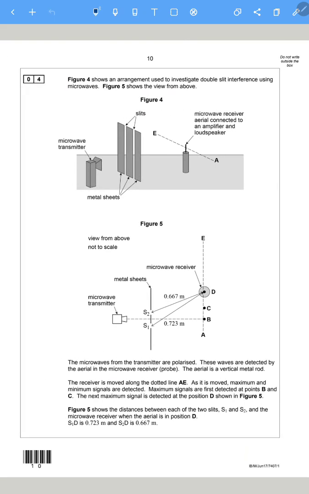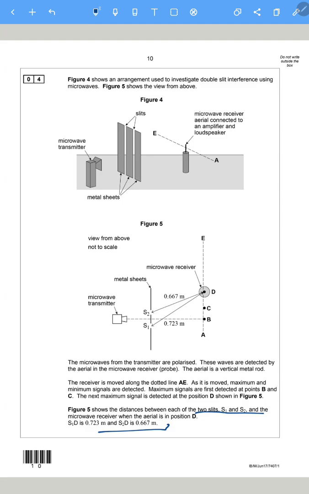Okay then. So the distance between the slits of that and that. Oh, we're not using that equation, are we? We're using the other equation. What are we? Wave speed equals wavelength times frequency. So what's the wavelength?